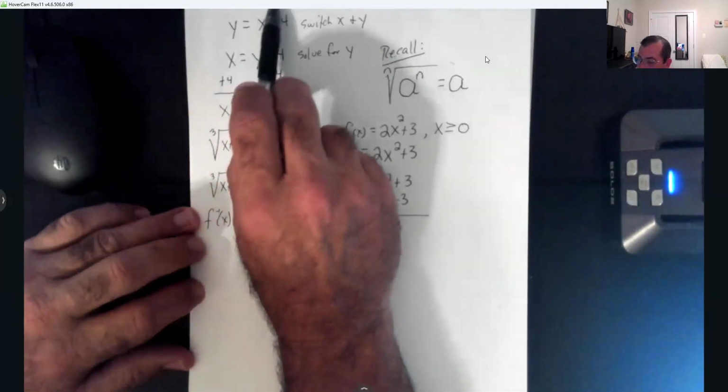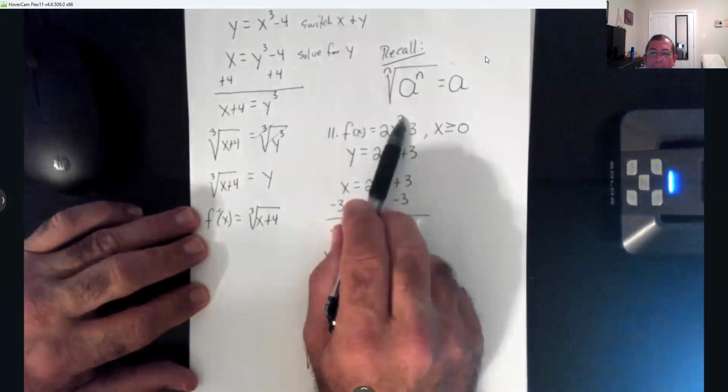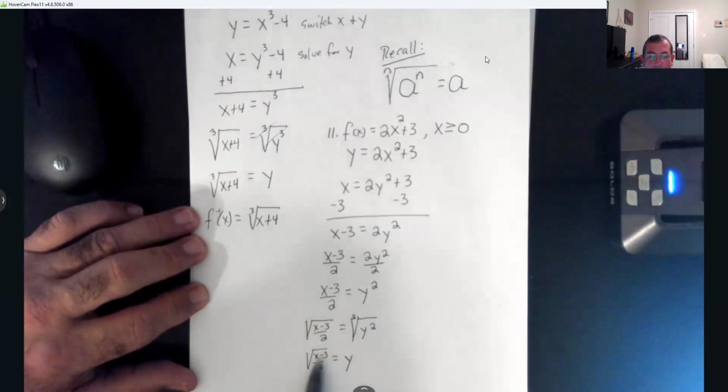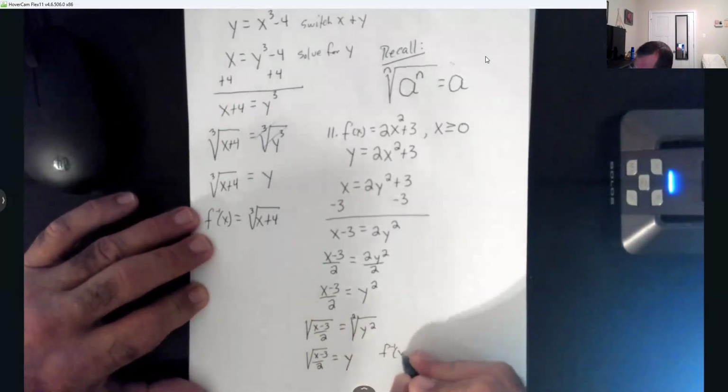So notice this. When I had exponents of 3, we ended up with cube roots. Exponents of 2, we ended up with square roots, okay? Oh, and I guess my last step would be to do the inverse notation.